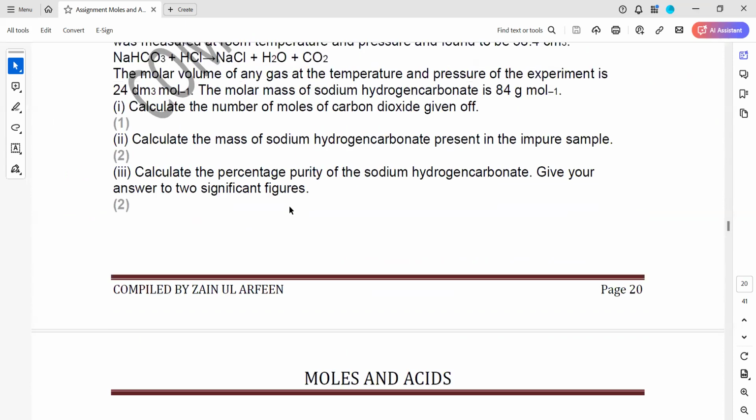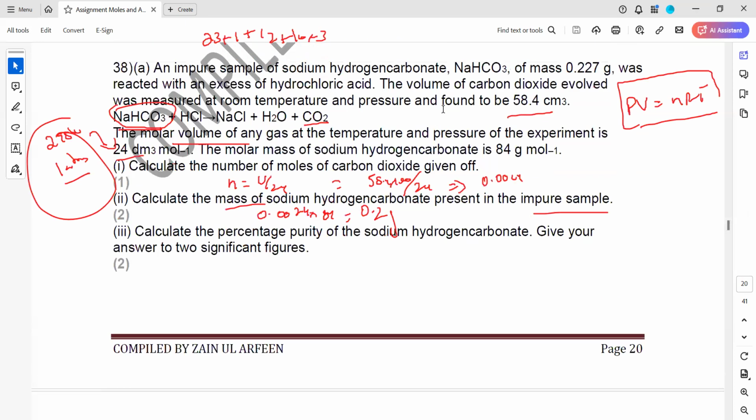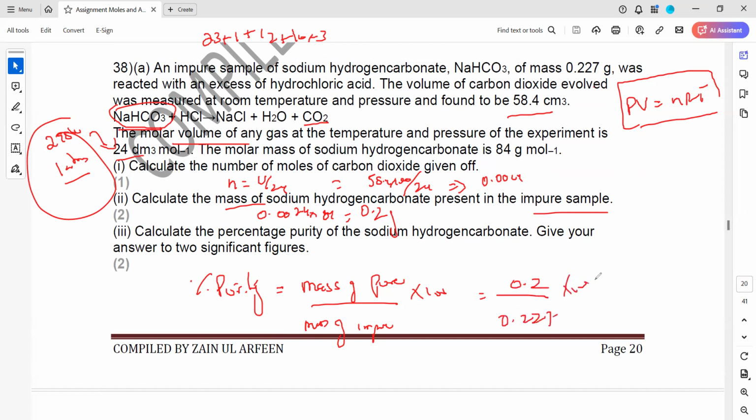Calculate the percentage purity. So we got 0.2 gram. What is the percentage purity? Percentage purity is the mass of the pure sample divided by the mass of the impure sample, into 100. So the mass of the pure sample was 0.2, the mass of the impure was 0.227, into 100. That will give us the percentage purity. It's about 90% pure.